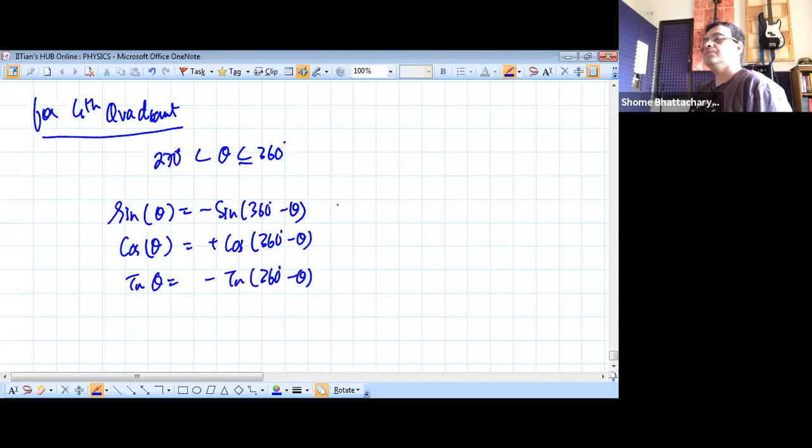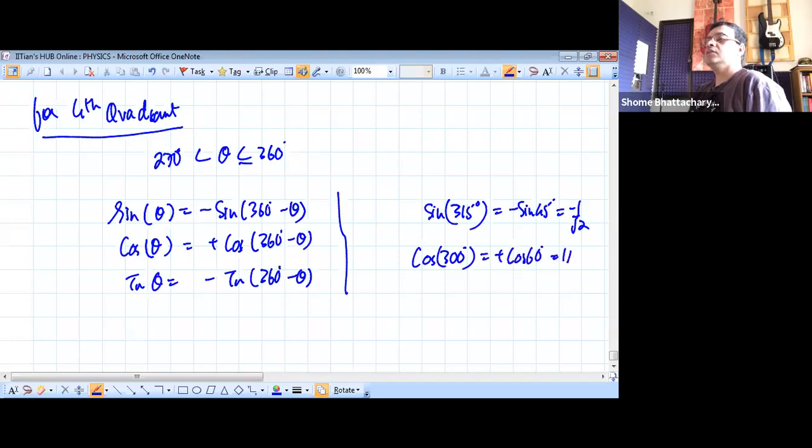So you have the formula, for example, that sine of 315 degrees, how much will that be? This will be minus sine 45 degrees or minus 1 by root 2. Or cos of 300 degrees will become positive of cos 60, so that is half. Or tan of 330 degrees will be minus tan 30 degrees or minus 1 by root 3. These are all examples.